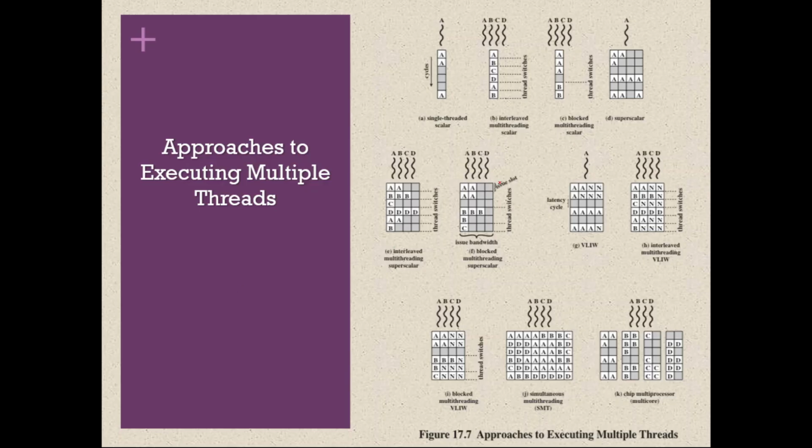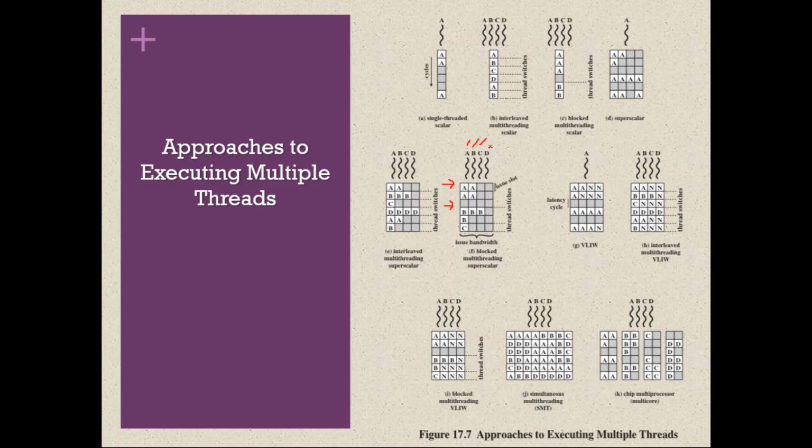So during the first clock cycle, only when an entire clock cycle is blocked will the processor switch to another thread. As long as the entire clock cycle is not blocked, it won't switch to another thread. So we have 4 threads: A, B, C, D.